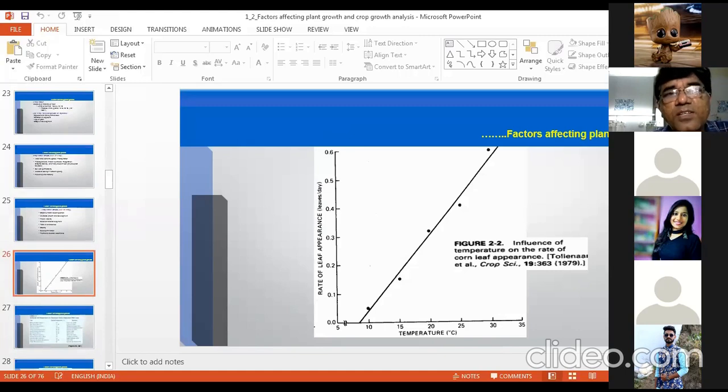If you consider leaf as a growth parameter, how many leaves are produced per week or per 10 days. On the x-axis, you have temperature. On the y-axis, you have rate of leaf appearance, leaves per day. This is the case of maize. As you increase the temperature, your leaf number per day increases linearly. That means maize likes to have higher temperature. Relatively higher temperatures are good for maize. That is why maize is in general a tropical plant.